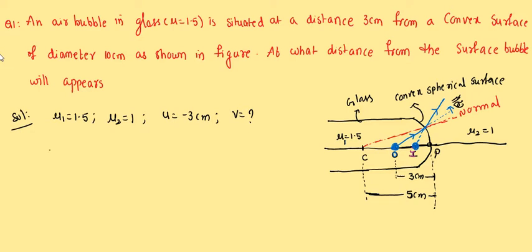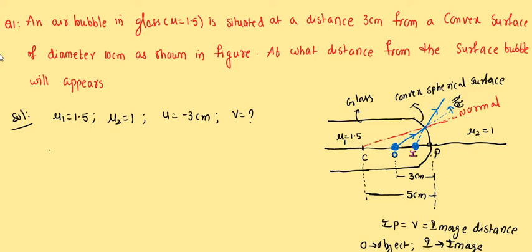You should not apply the sign convention rule for this. The image distance is IP, because I is the image. In the figure, O is the object and I is the image, P is the pole, and the image distance we have to find out. The air bubble is the object now.